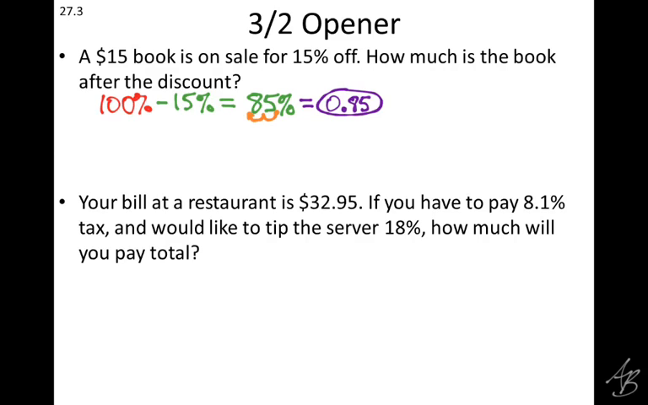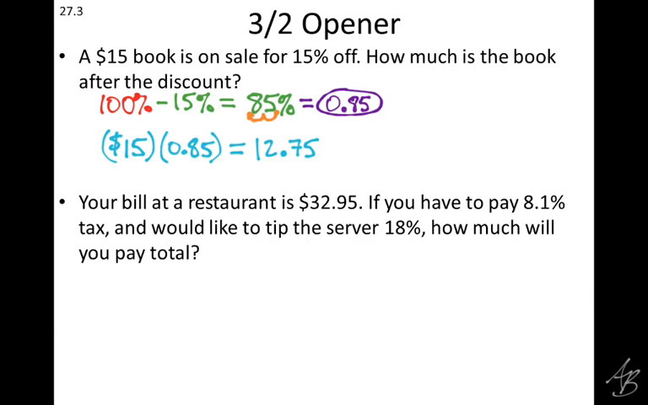So to find the final price of our book, the sale price, what are we going to do? $15 times 0.85. Punch that into your calculator, and what do you get? 12.75. And did you have to round to get the 12.75? No, that's exactly 12.75, right? So does this number make sense for money? Yes.